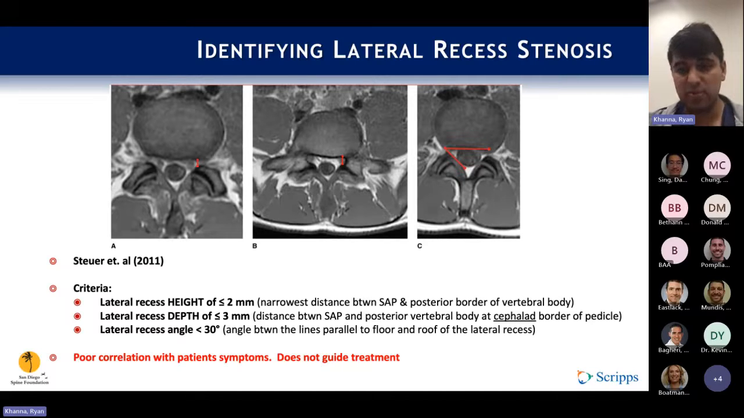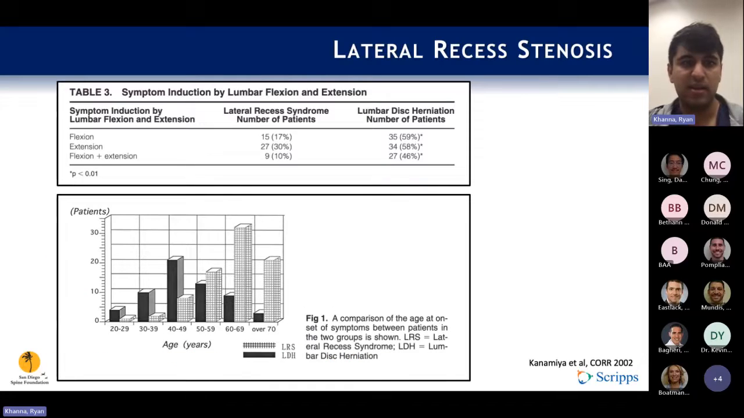A depth of less than 3 millimeters, so at the cephalad border of the pedicle, if the distance between the SAP and the posterior vertebral body was less than 3 millimeters, that would meet criteria. And then finally, we look at the angle between the lines, as you can see in figure C. If that angle was less than 30 degrees, that would be another criterion, based on the study, for meeting lateral recess stenosis. But once again, the imaging findings really didn't correlate with patients' symptoms, but rather were just a tip-off of whether the patient may have lateral recess stenosis. And you still need a good physical exam and history to confirm that.